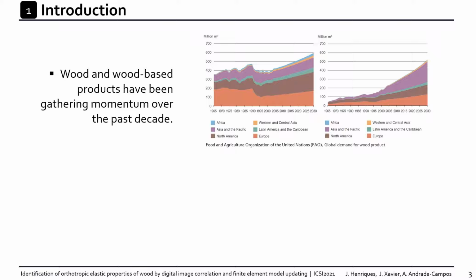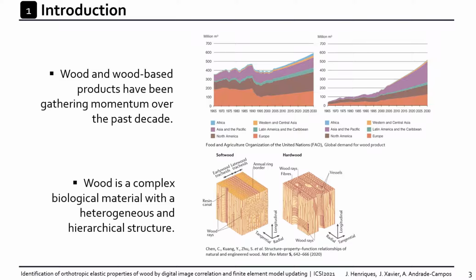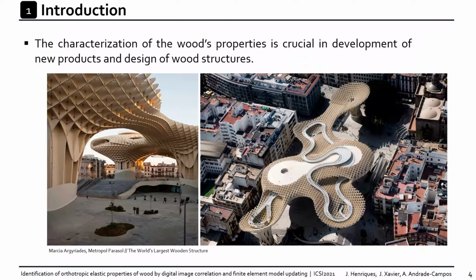Wood and wood-based products have been gathering momentum over the past decades due to policies of sustainability and green economy. Wood is a complex biological material with a heterogeneous and hierarchical structure. A mechanical description has been proposed based on an orthotropic behavior along with 3 orthotropic material directions, the longitudinal, radial, and tangential directions. The characterization of orthotropic material properties is crucial in computer-aided engineering systems in order to accurately reproduce the material behavior, fostering innovation with the development of new products and design of wood structures.